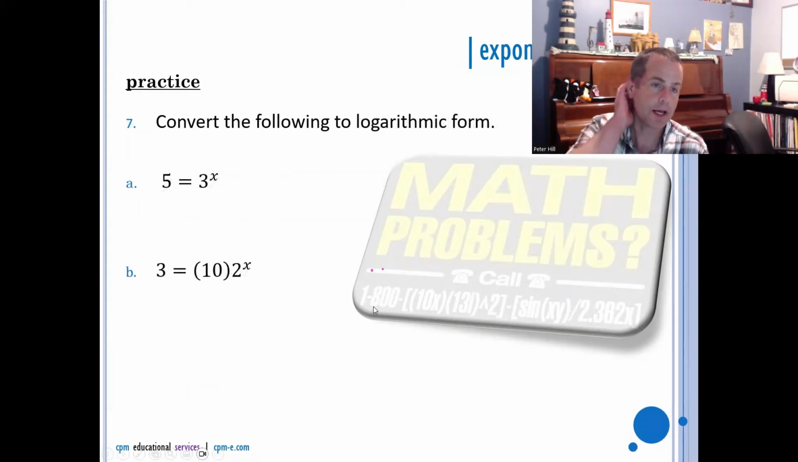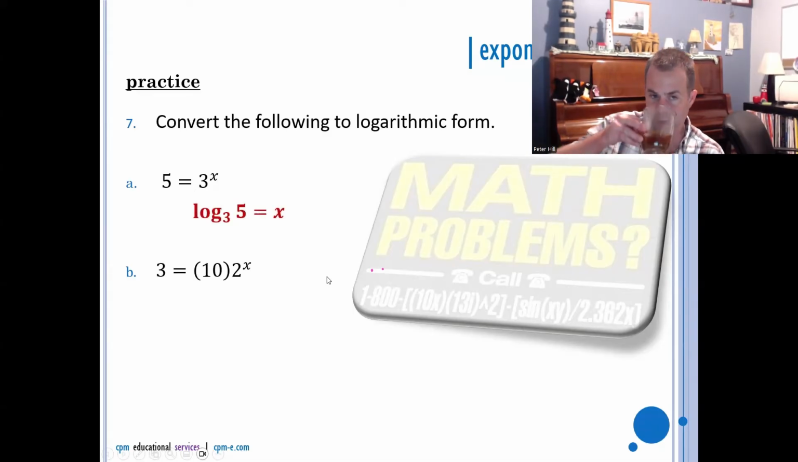If I take 5 equals 2 to the x and convert that to log form now, base becomes the base, so that'd be log base 2 of 5 equals x.